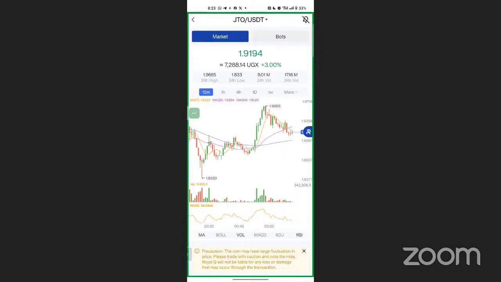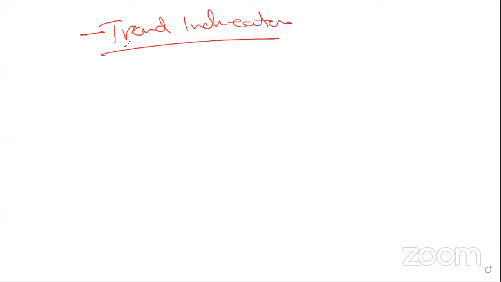Okay, let me get to my topic for today. And today my focus is looking at the relative strength index. We could divide indicators into 3. We could divide indicators into what we call trend indicators. And one of the most important trend indicators are the moving averages. They could be exponential or simple.